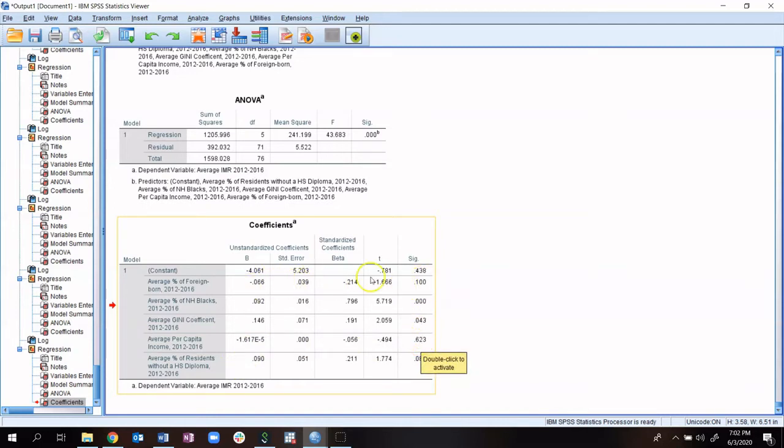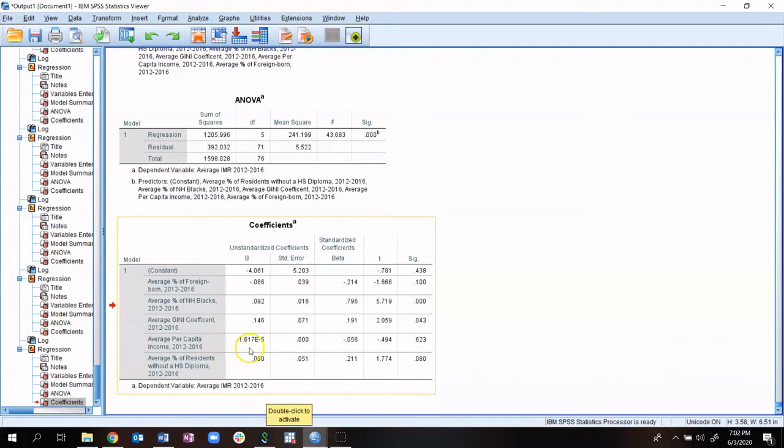Okay, these were significant in unadjusted models, but they are now non-significant. So what we could say is that when that happens, part of the initial relationship between percent foreign born and infant mortality rates in Chicago community areas was accounted for by these other things: non-Hispanic Black, Gini coefficient, per capita income, and the percent of residents without a high school diploma.